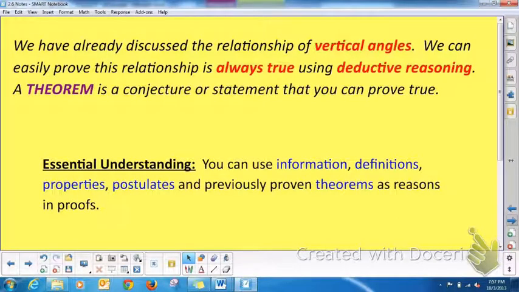We've already discussed the relationship of vertical angles. We can easily prove this relationship is always true using deductive reasoning. A theorem is a conjecture or statement that you can prove is true. So it's essential to your understanding that you can use information, definitions, properties, postulates, and previously proven theorems as reasons in proofs.